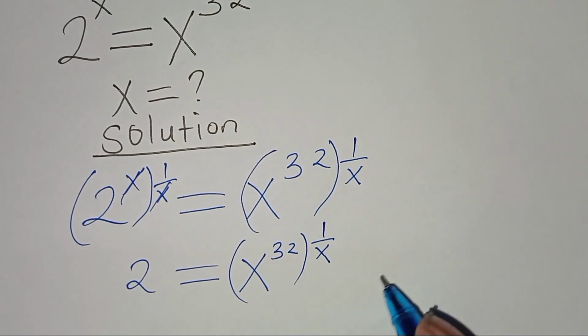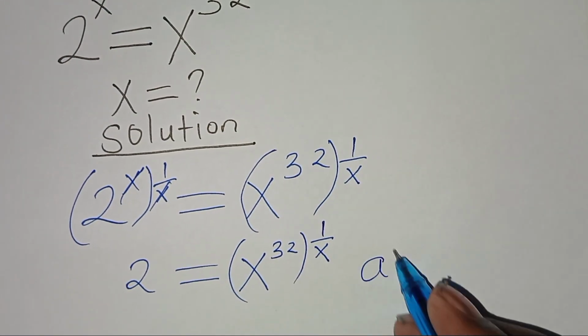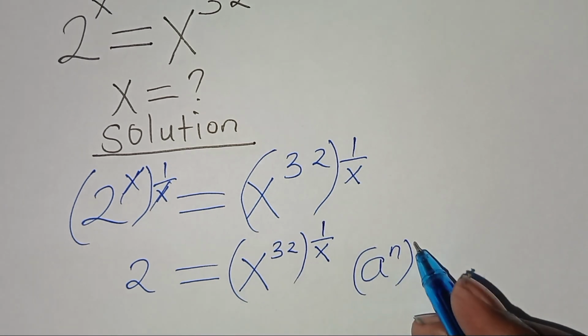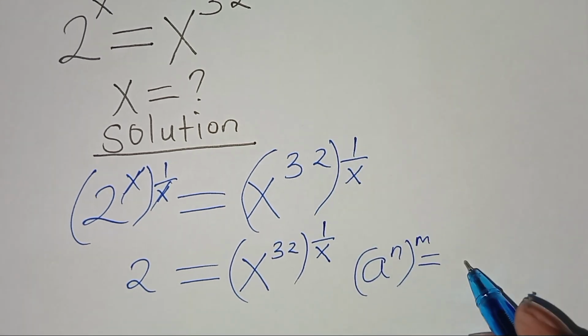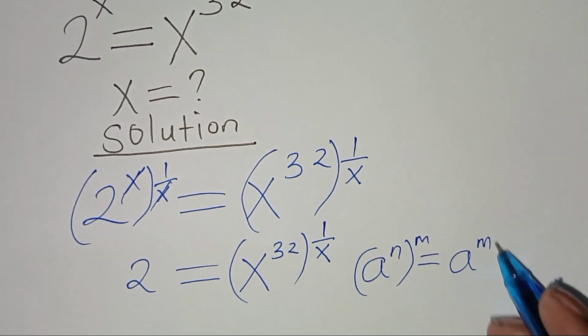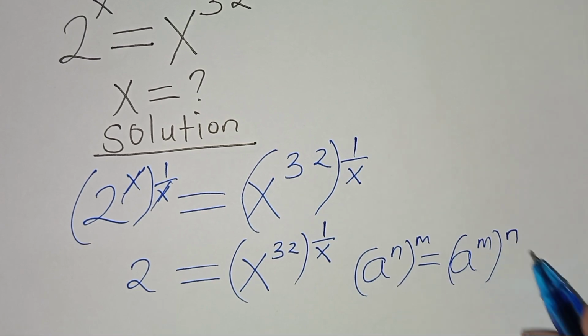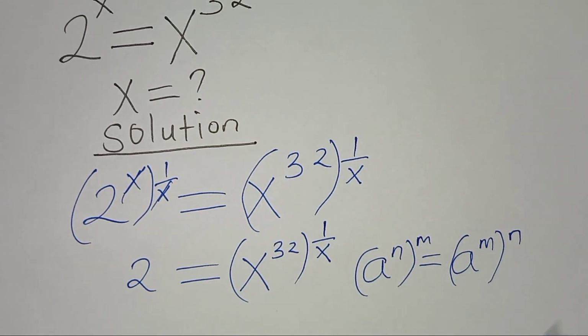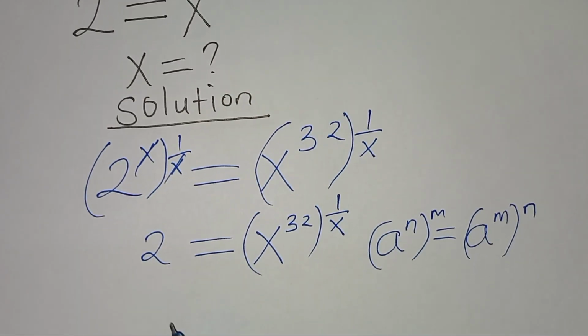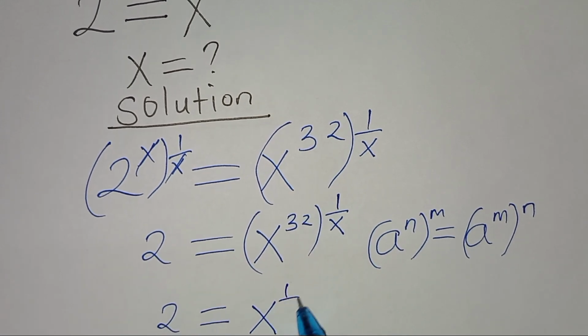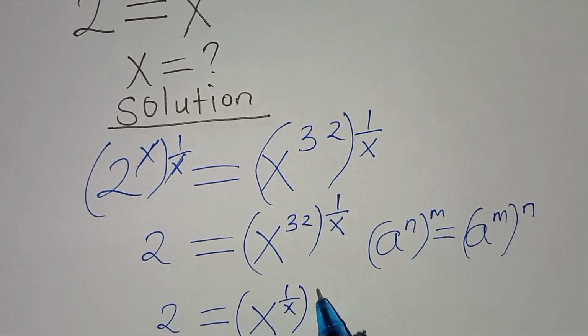Now, applying the exponent property that a to the power n raised to the power m can be expressed as a to the power m raised to the power n, let's apply this property so that here we have 2 equal to x to the power 1 over x, all raised to the power 32.